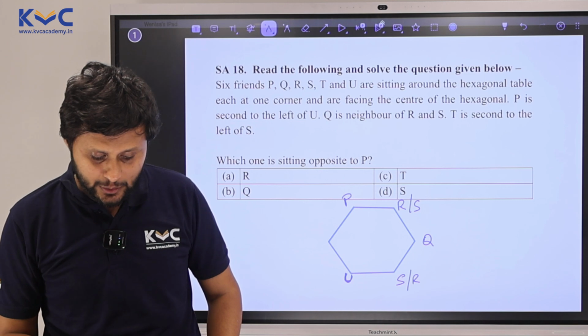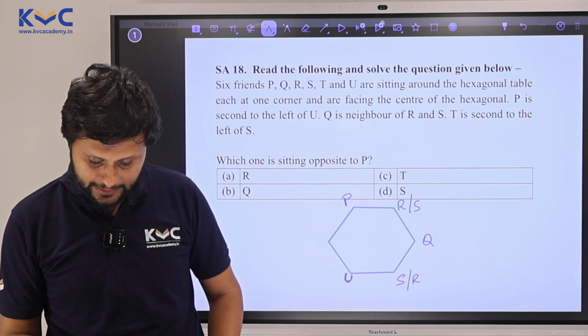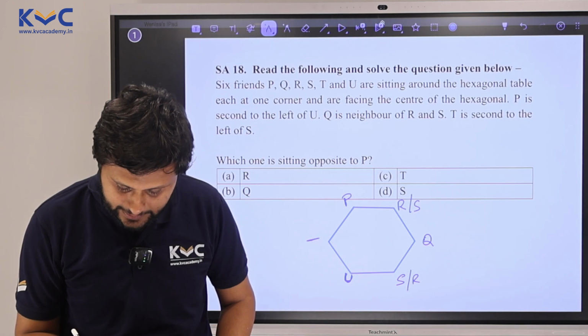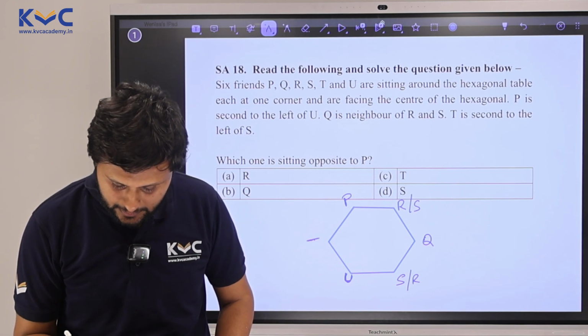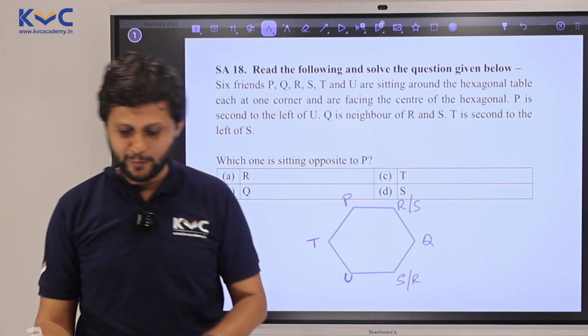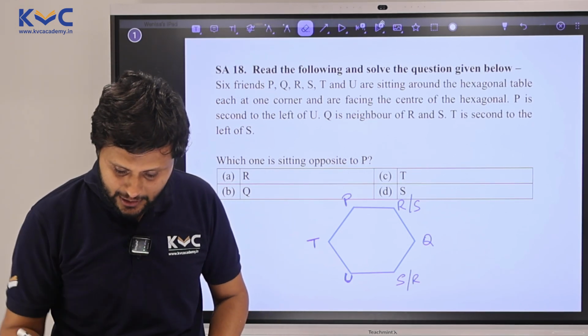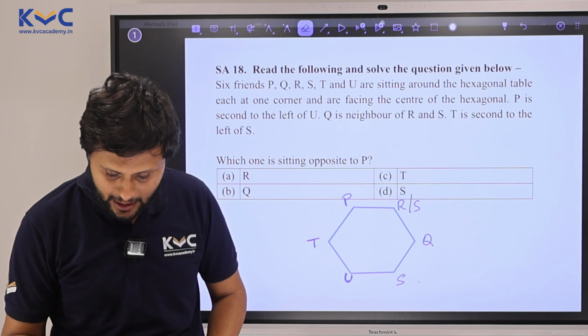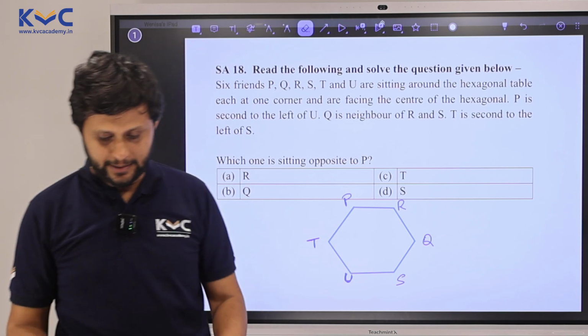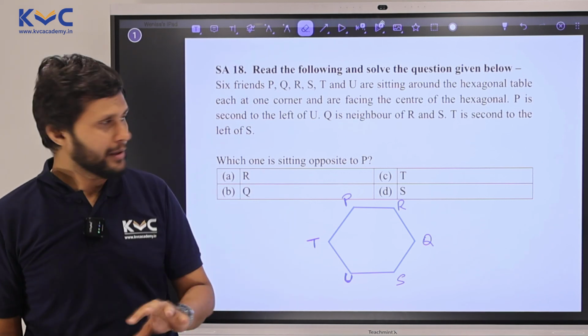T is second to the left of S. Okay. So if I have to put T over here and it should be left of S, in that case, I should have S over here and I should have R over here only. It's not possible otherwise. Let me just confirm all the conditions.